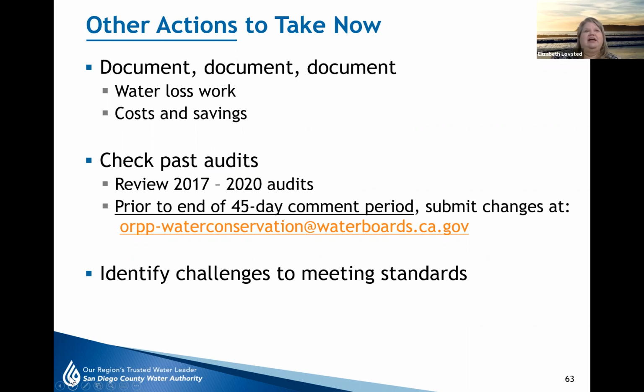Especially moving forward. If your data has changed and you can retroactively apply those changes back further, review your 2017 to 2020 audits. And again, prior to the end of the 45-day comment period, submit changes to the Water Board so your baseline is correct. And continue to meet and to identify challenges that you might have in meeting your standards, especially if you're one of those agencies that has a really high percent reduction that you have to take. Next slide.